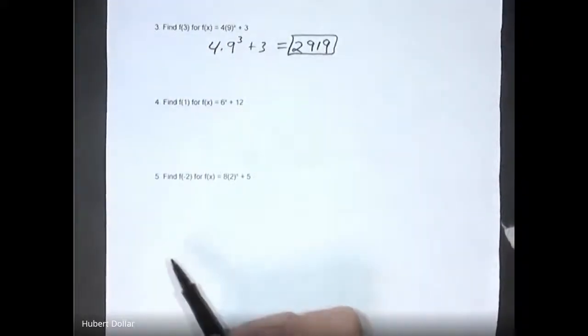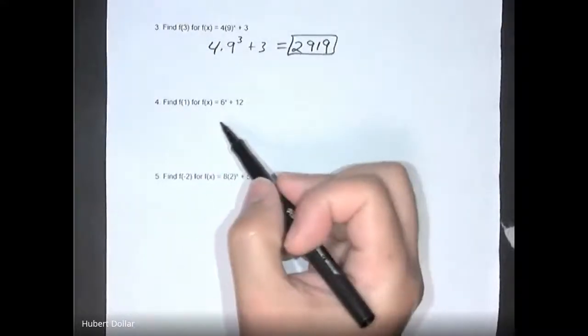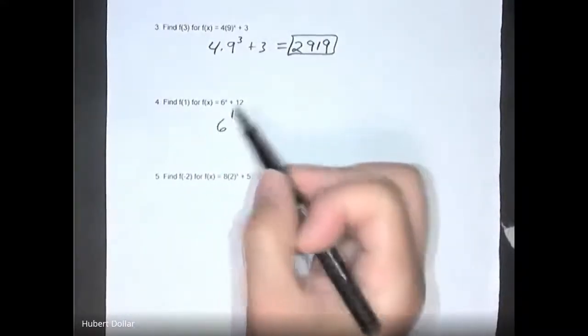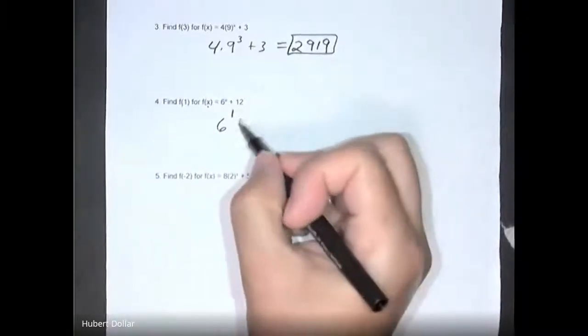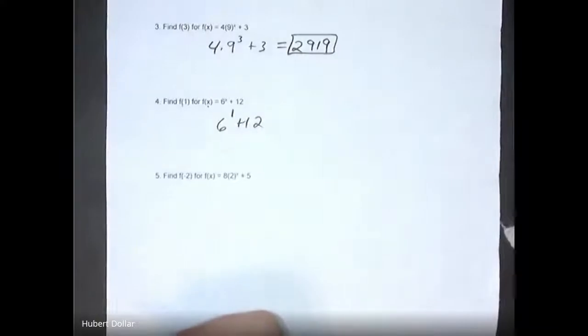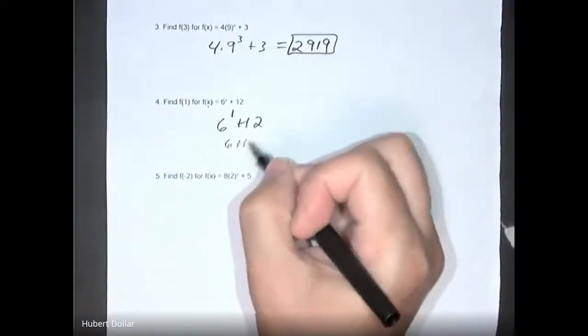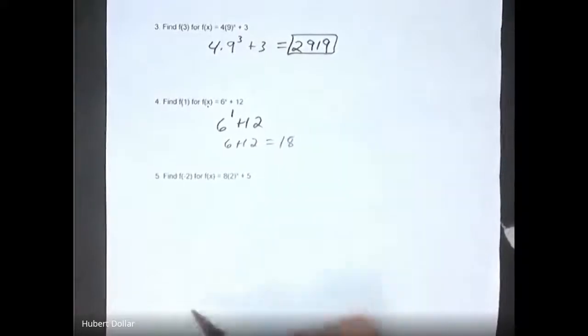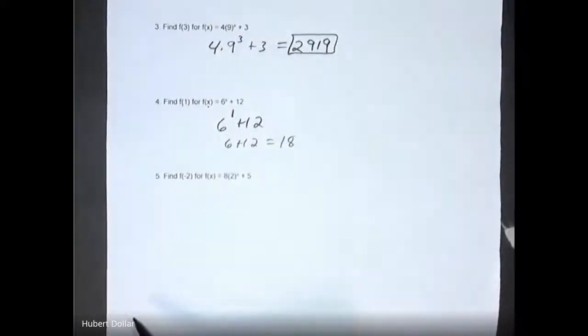There they are now. So, number 4, we'll use without a calculator because 1's a pretty easy number to work with. You have 6 to the 1 because the x was replaced with 1. In place of the x, you put 1 plus 12. Well, 6 to the first is simply 6. And 6 plus 12 is 18. Because exponents come before addition if you're going to use the order of operations.